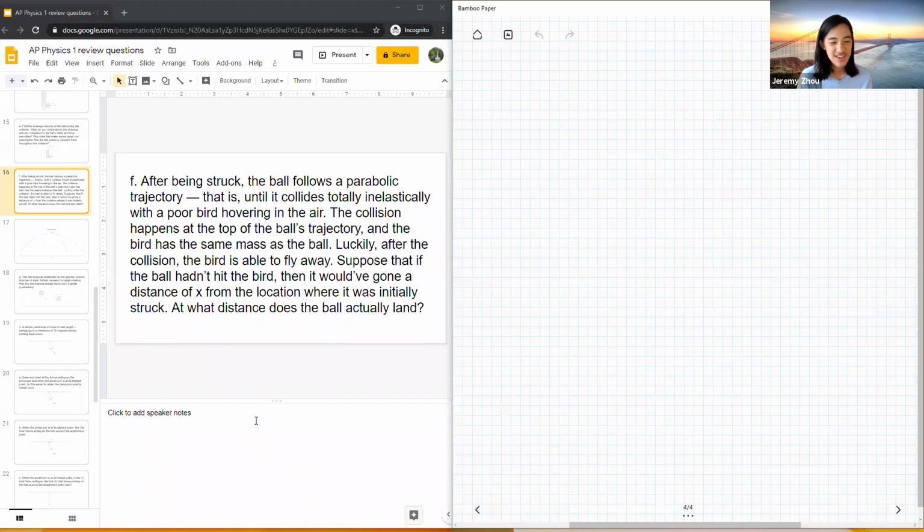After being struck, the ball follows a parabolic trajectory. That is, until it collides totally inelastically with a poor bird hovering in the air. The collision happens at the top of the ball's trajectory, and the bird has the same mass as the ball. Luckily, after the collision, the bird is able to fly away. So the bird did not die, okay? I made sure that this was going to happen. Suppose that if the ball hadn't hit the bird, then it would have gone a distance of x from the location where it was initially struck. So at what distance does the ball actually land?